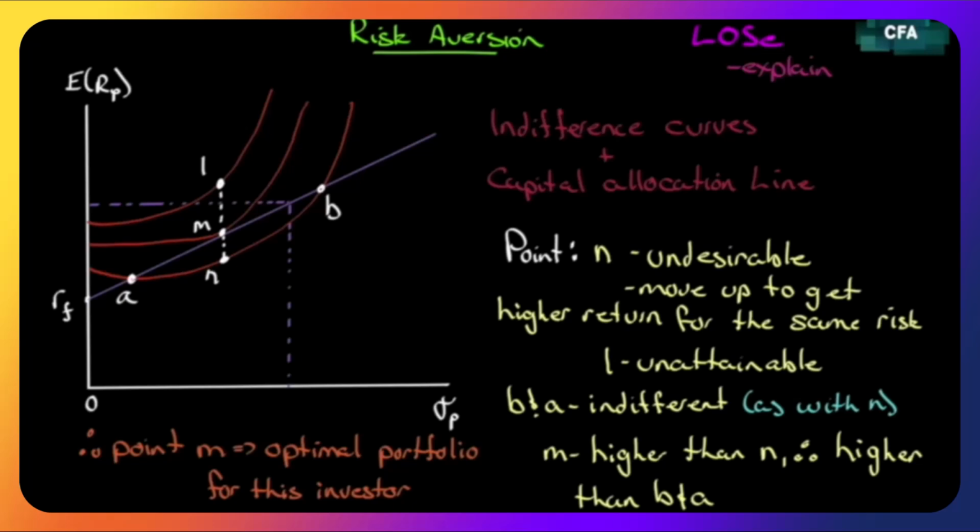But anyways, let's say that the price of market risk increases, and suddenly we have, let's keep the same color here, a capital allocation line that now does this. Suddenly now what we want to do is we want to move from M to L, because now M is undesirable. We want to move to L.